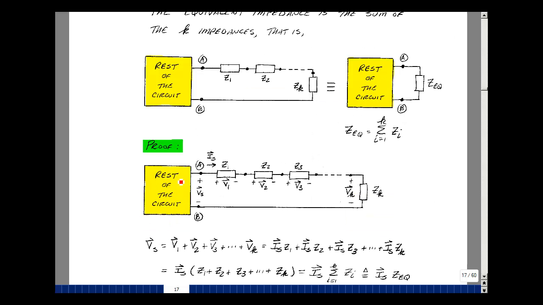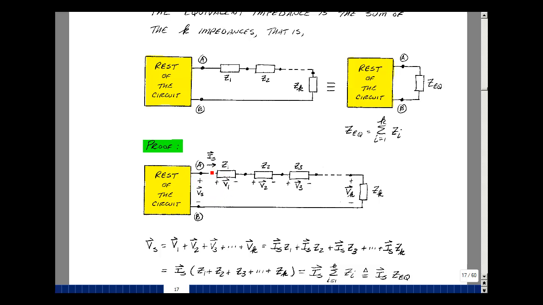Assume that the rest of the circuit produces a voltage V sub S. Current would have to come out of its terminals because we're absorbing power. So we'd have a drop across Z1, Z2, Z3 through Z sub K. The rise in voltage equals the drops around the loop in the frequency domain. So the voltage V sub S is equal to V1 plus V2 through V sub K, all of which are phasors. But by Ohm's law, voltage here is the current times the impedance.